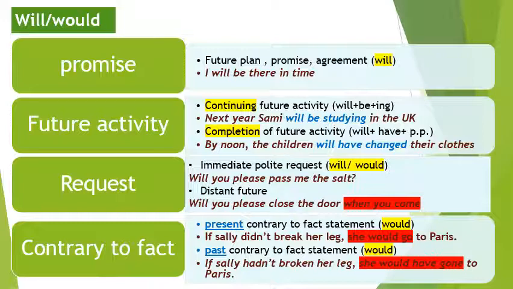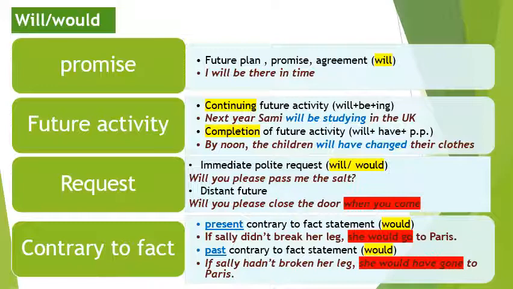As to contrary to fact, it usually comes with the if clause, and it is of two types, either in the present or the past. The present contrary to fact statement, by the way, we use would in the two cases, but the present contrary to fact statement is the second condition in the if clause. If Sally didn't break her leg, she would go to Paris. You remember that with the if clause, you have the past in the first part of the if clause, and you have would plus the simple form of the verb in the second part of the if clause.